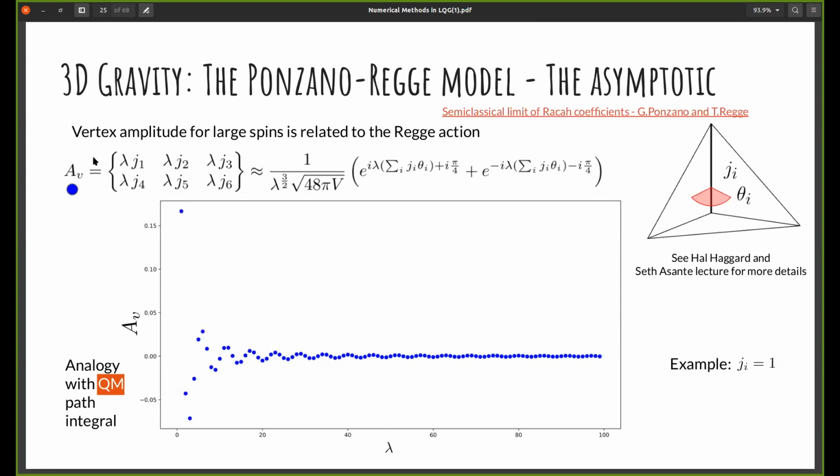Okay, so the first thing that I want to do is to verify this formula. And to do that, I want to use numerics. So here I made an example. I fixed all the spins equal to 1, and I plotted the amplitude. So this is the actual value of the 6J symbols for varying lambda from 1 to 100.